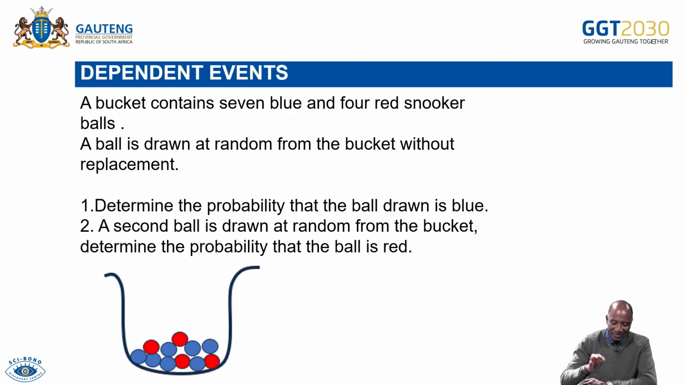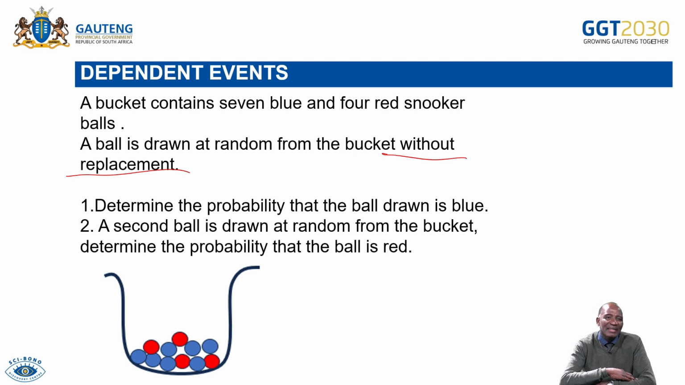Okay. Right. We are saying a bucket contains 7 blue and 4 red snooker balls. A ball is drawn or taken at random from the bucket without replacement. That is very, very fundamental. Without replacement. When you read questions in probability, don't rush through. Highlight important keywords there. Without replacement. Already that alone tells you something. Whatever you pick, you can't return to the bucket.